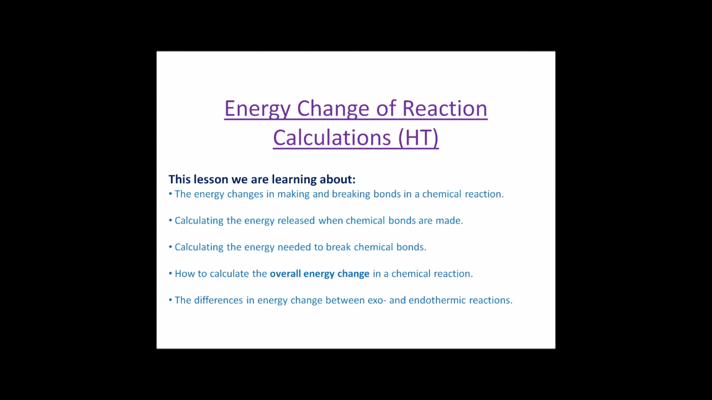So we'll be looking at today the energy changes that are involved in making and breaking bonds in a chemical reaction. We'll be looking at calculating the energy released when chemical bonds are made and how to calculate the energy needed to break chemical bonds. We're also going to work out how to calculate the overall chemical change in a chemical reaction, and this is the most important part of the lesson. And then we'll have a look at the differences in energy change between exothermic and endothermic reactions.